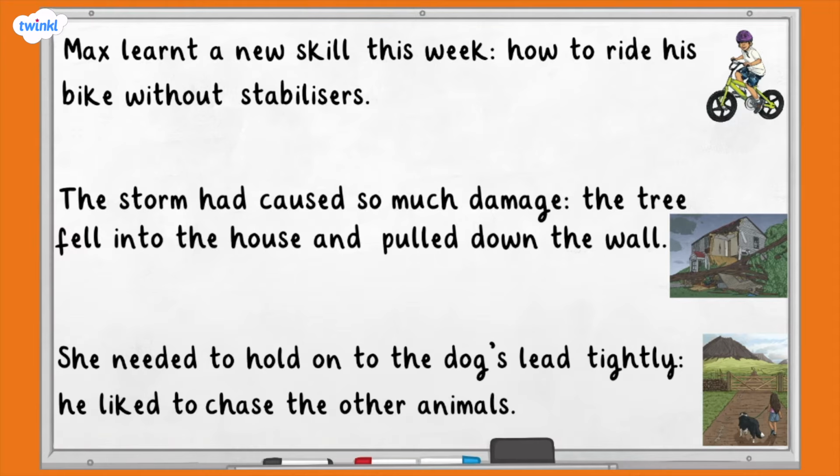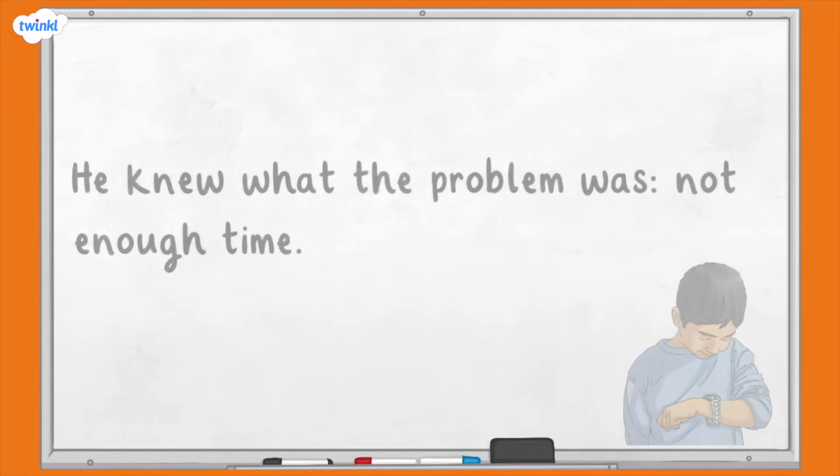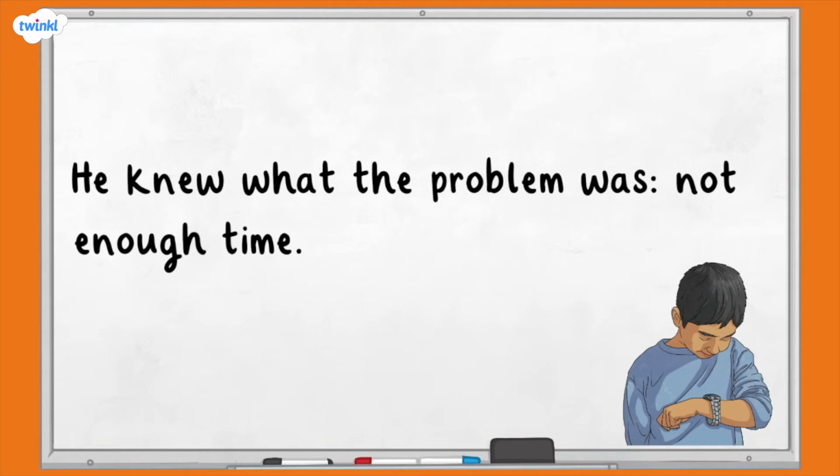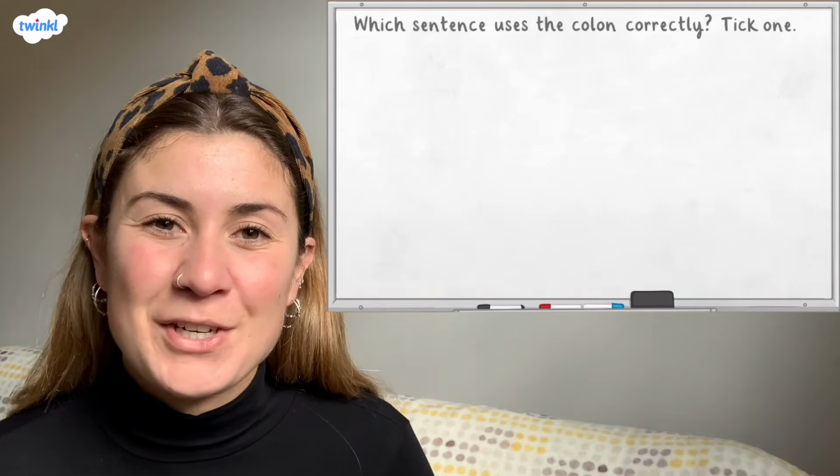Although colons are usually used to separate two main clauses, where both sentences make sense on their own, they can be used to introduce a word or phrase that would not make grammatical sense on its own. The word or phrase after the colon should always make sense when read as part of the whole sentence. For example: he knew what the problem was: not enough time. Now let's take a look at the first question.